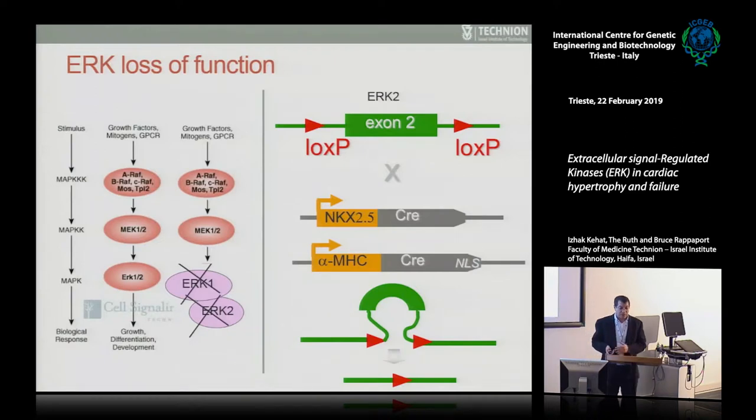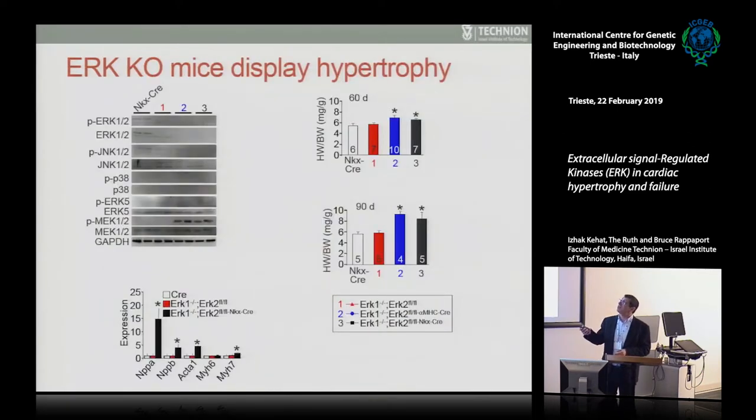And when I was still in Jeff Molkentin's lab in the US, we started to look at this, and we started with a loss-of-function approach. So we generated mice with global deletion of ERK1 and cardiomyocyte-specific deletion of ERK2. We did this with a floxed ERK2 allele, and we used two different Cre mice to delete ERK1 and ERK2 from cardiomyocytes. When we analyzed these mice, we saw that technically it worked, so you eliminate ERK1 and ERK2 from cardiomyocytes. It didn't have any noticeable effect on the other MAP kinase cascades, on JNK, p38, ERK5.